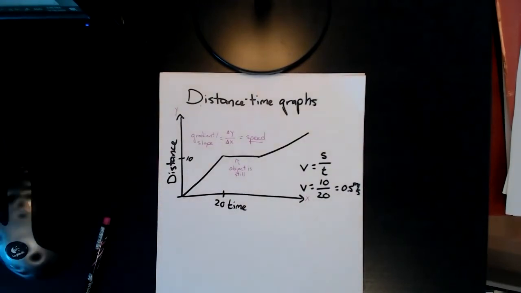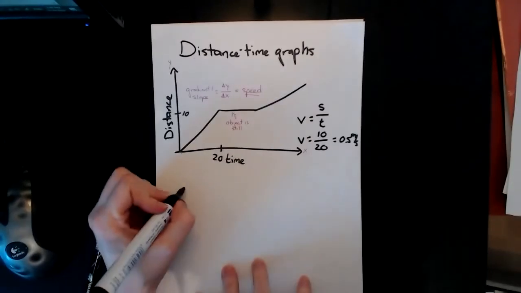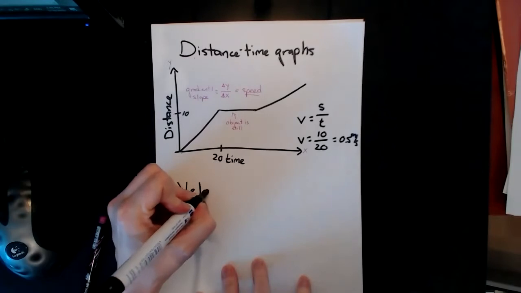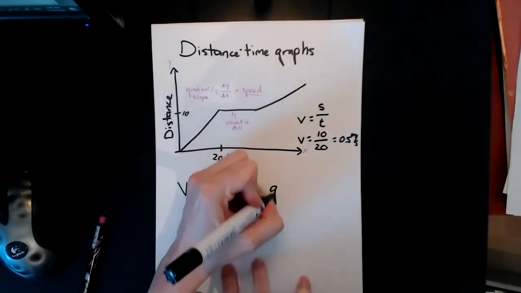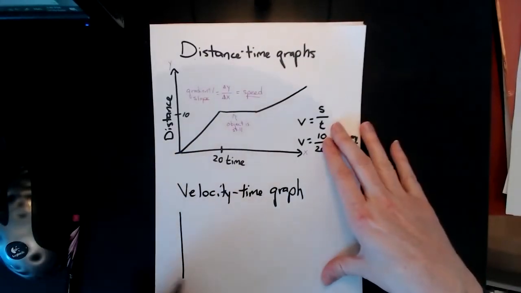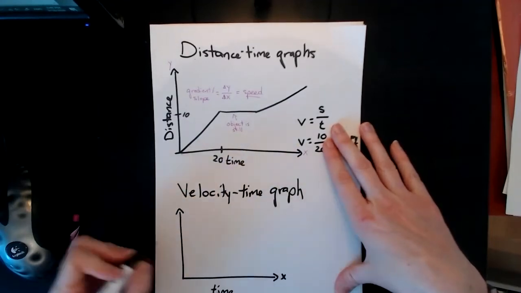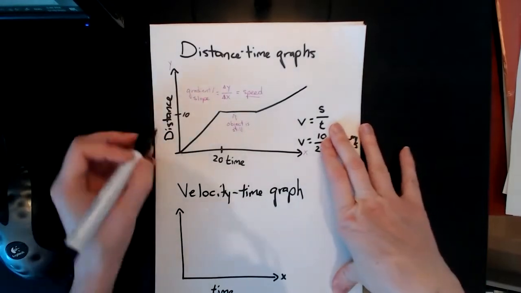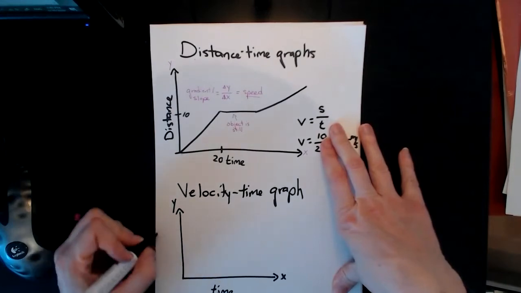The next type of graph that you see a lot of in Unit 1 is the velocity time graph, all right? And so the velocity time graph is the same idea, okay? You still have time on your x-axis. And now instead of having the distance on your y-axis, you have the velocity.